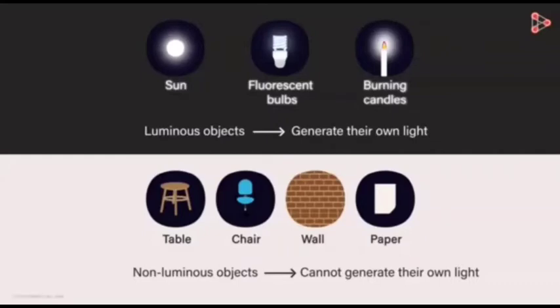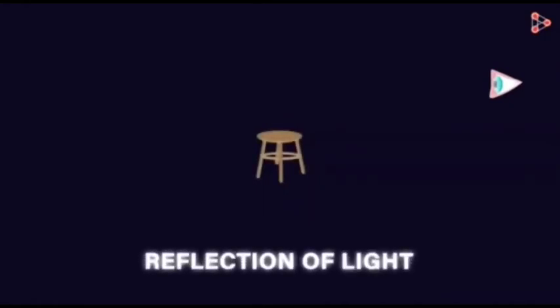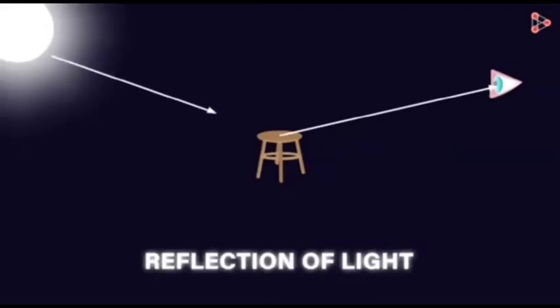But I just told you that we see objects around us because of the light coming from them. And if objects like these cannot generate light, then how come we are able to see them? We are able to see them because of the reflection of light. These objects reflect the light to our eyes. What light are they reflecting? Where is the light coming from? This light is nothing but the light coming from the luminous objects.